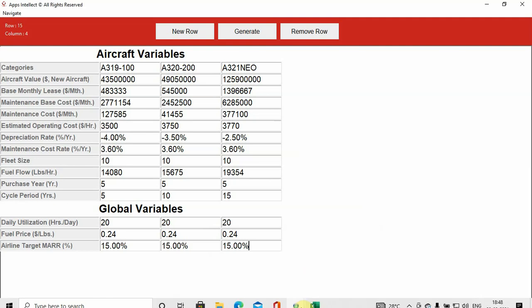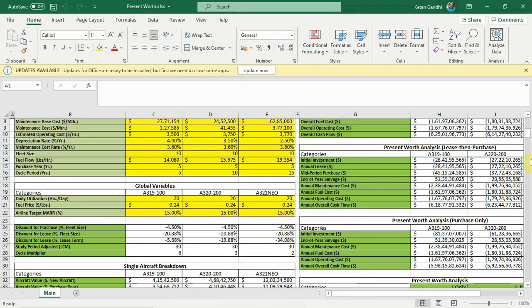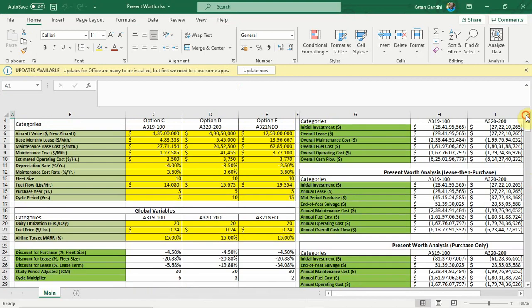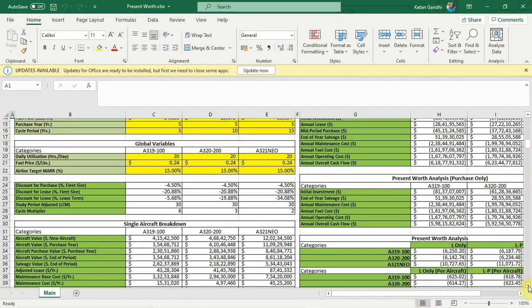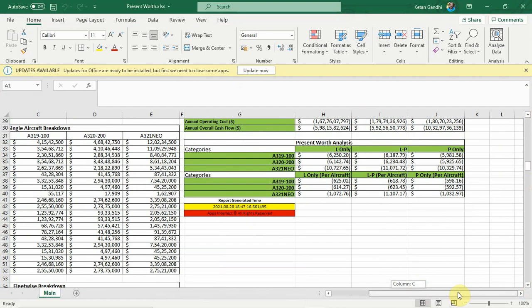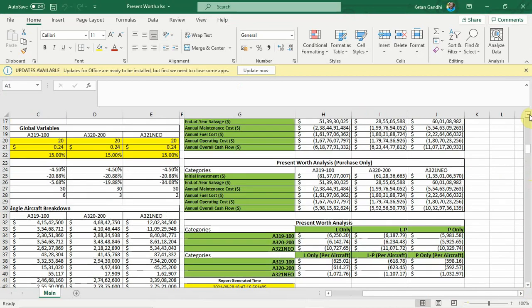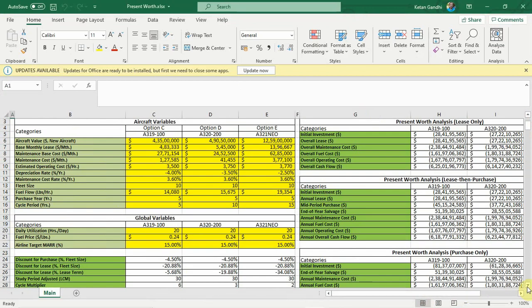All of this has come here in the yellow highlighted cells, and then we see all the calculations are automatically generated based on the formulas of present worth and future worth. So this is the way the report is generated. We'll have a detailed look into this.